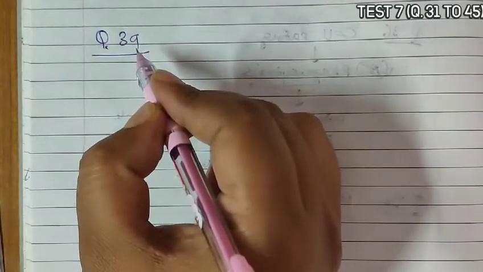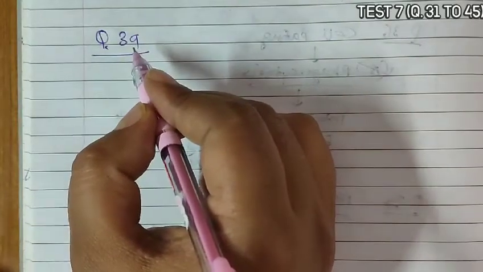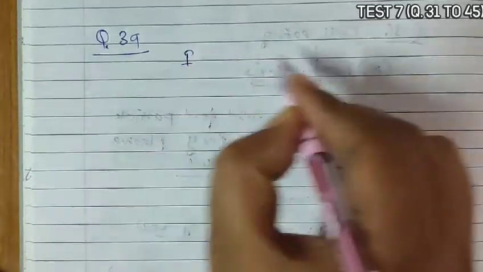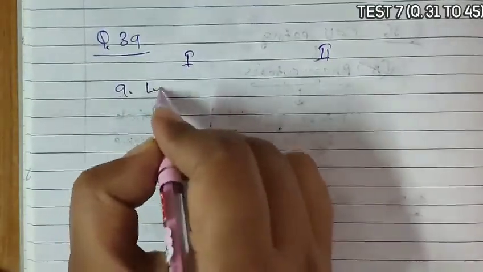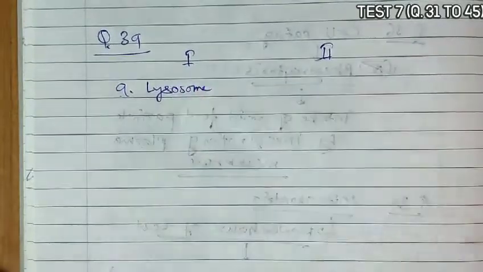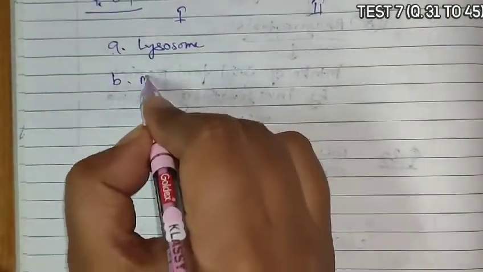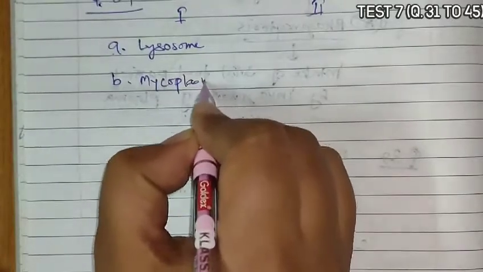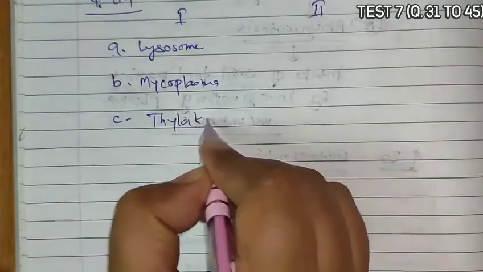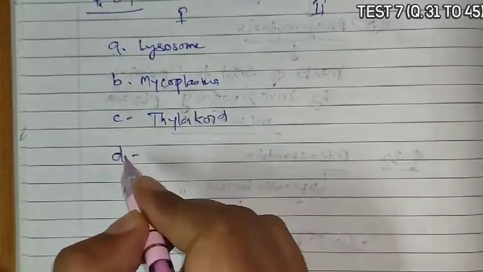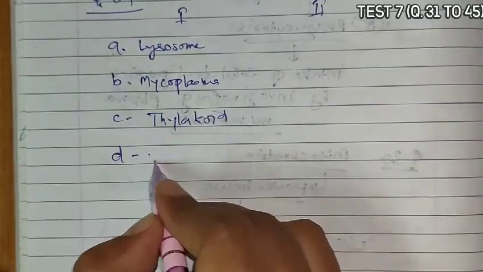Next is question 39. Question 39 asks that match the list 1 and list 2 and select the correct match. Now we have to match list 1 with the list 2. Now in list 1 they have given A as lysosome. B is given as mycoplasma. C is given as thylakoid and D is given as bacteriophage.